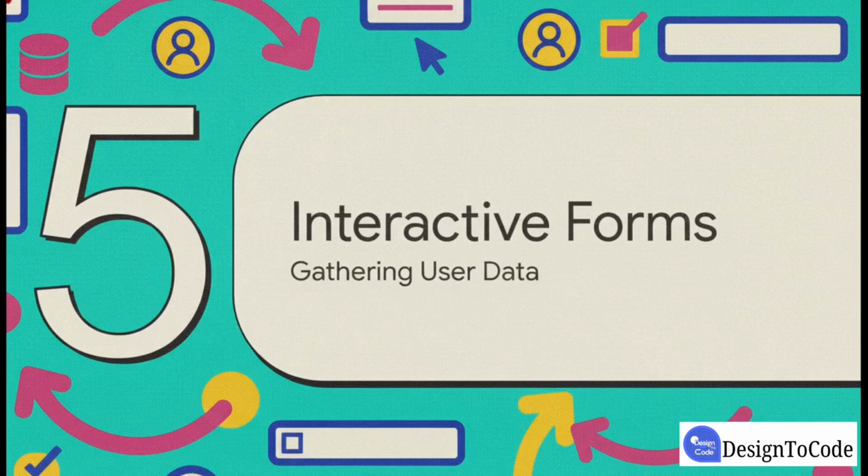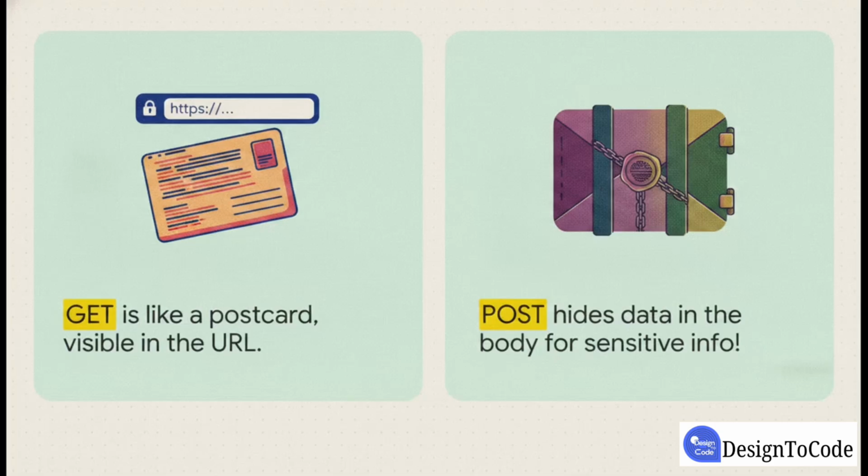Moving on to Section 5, Interactive Forms and Inputs. The web is totally a two-way street. It's not just about showing data to users. Let's learn how to actually gather information from them. Every single form needs an action attribute to tell it where to send the data, and a method attribute to tell it how to send it. This is incredibly important for security, so listen up.